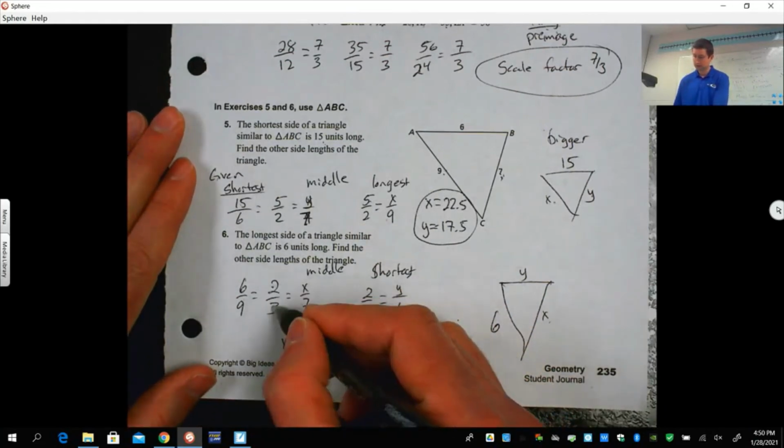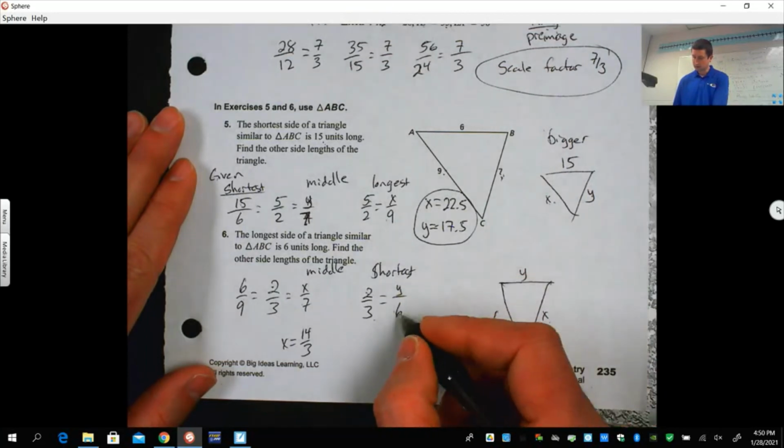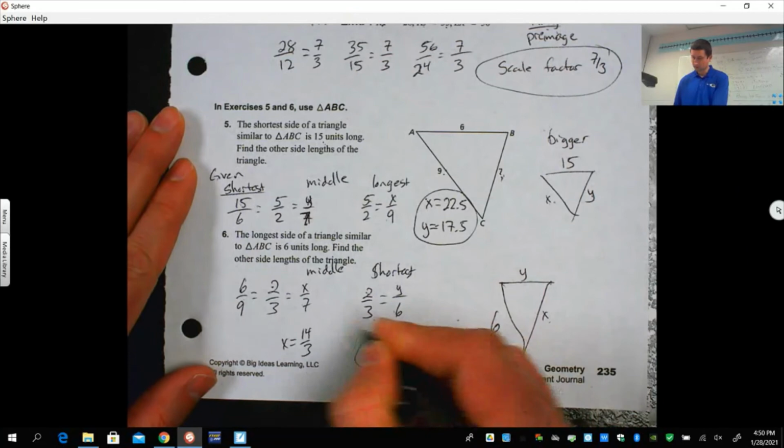2 times 7 divided by 3. This one, 2 times 6 divided by 3. That would be 12 divided by 3. That would be 4. So y would be 4, x would be 14/3.